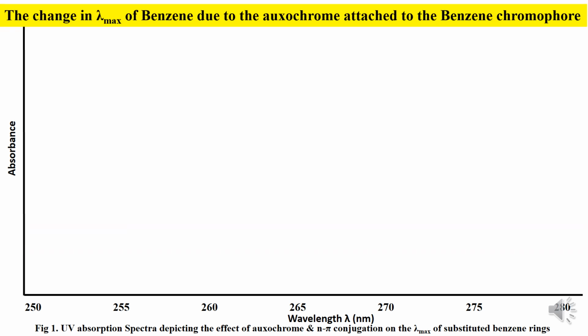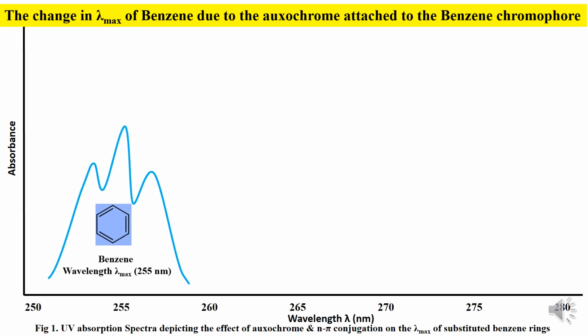Now let's see how the lambda max of benzene changes due to different types of auxochromes attached to the benzene chromophore. Here is a UV absorption spectra depicting the effect of auxochrome and n-pi conjugation on the lambda max of substituted benzene rings. In case of the benzene ring, the lambda max is 255 nanometers. So what is lambda max? Lambda max is the wavelength where you find the maximum absorption of radiation by the molecule.